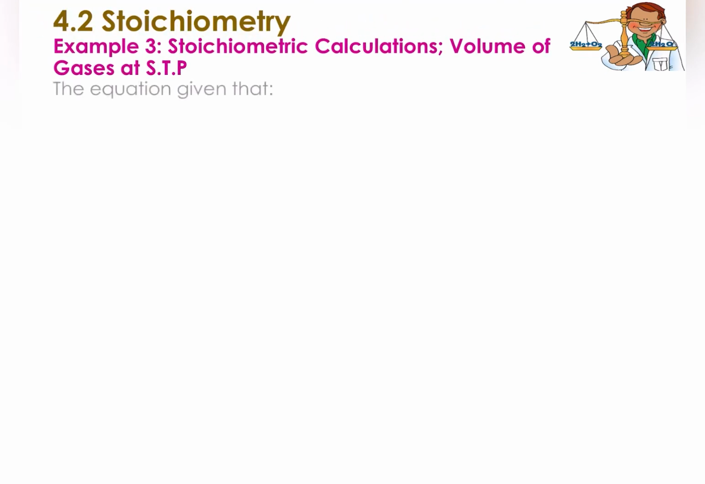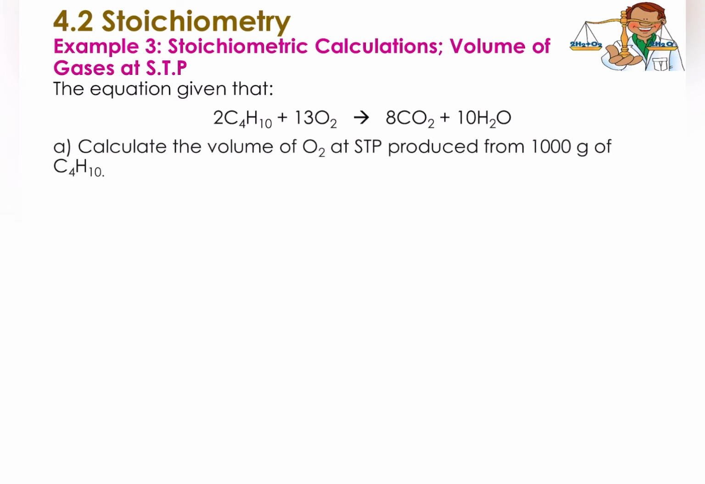So example 3, I've given an equation from the questions, and I have to do two questions here. First one, I want to calculate the volume of oxygen at STP produced from 1000 gram of C4H10. So C4H10 is known as butane. So how to calculate this, how to do these questions?